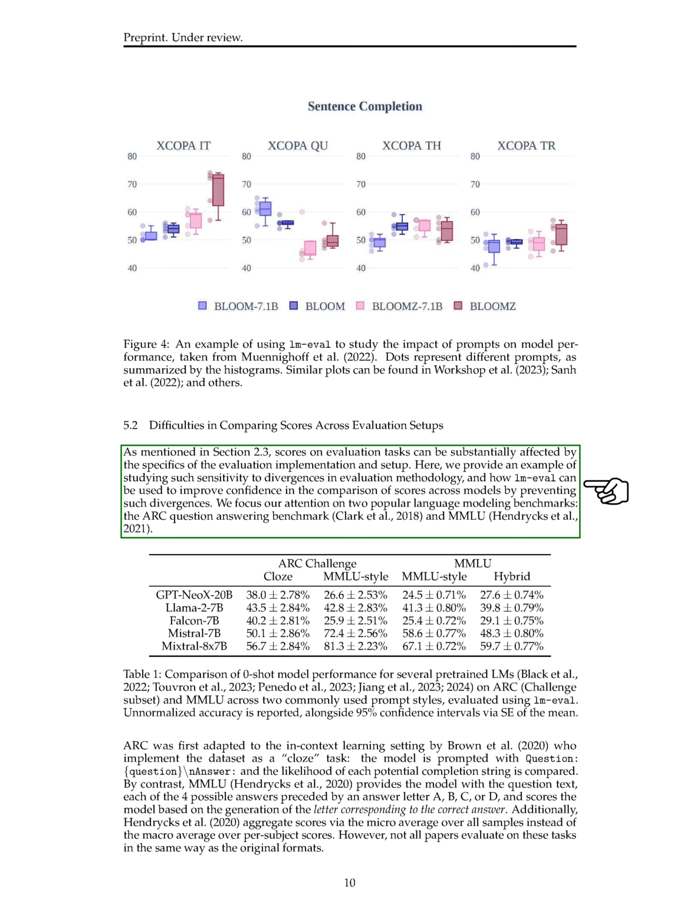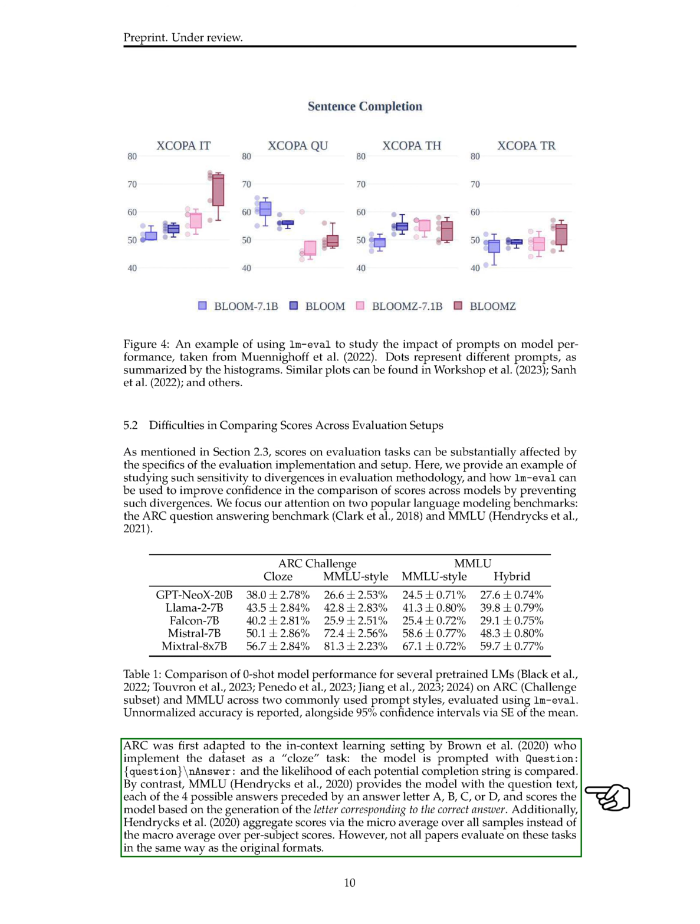We specifically focus on two well-known language modeling benchmarks: the ARC question answering benchmark and MMLU. The ARC benchmark was modified to an in-context learning setting where the model is presented with a cloze task, while MMLU provides the model with questions and multiple-choice answers labeled A, B, C, or D. It is important to note that not all research papers evaluate models on these tasks in the same manner as the original formats, which can lead to unreliable comparisons of model performance.